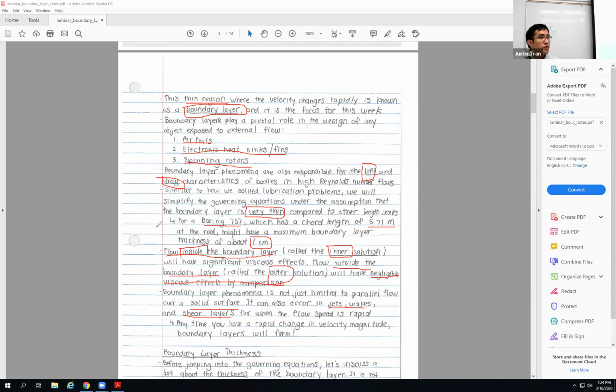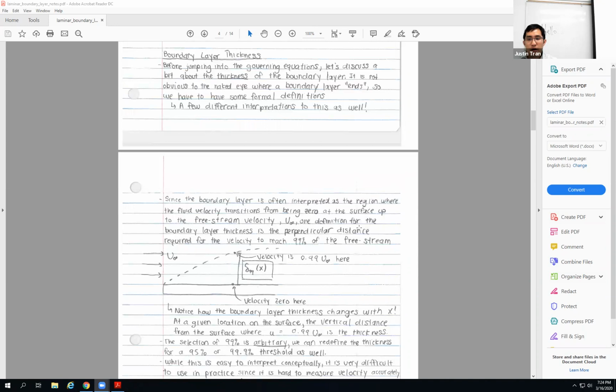So let me clear these markings. Let's talk about some definitions. First, we need to talk about what we mean by the boundary layer thickness, because we've already seen that the boundary layer is really, really thin. But I think it's important to discuss how thin is thin, and how we define exactly what the thickness of our boundary layer is.